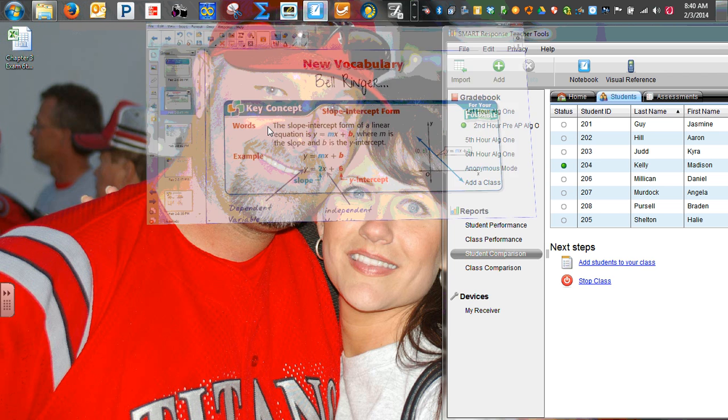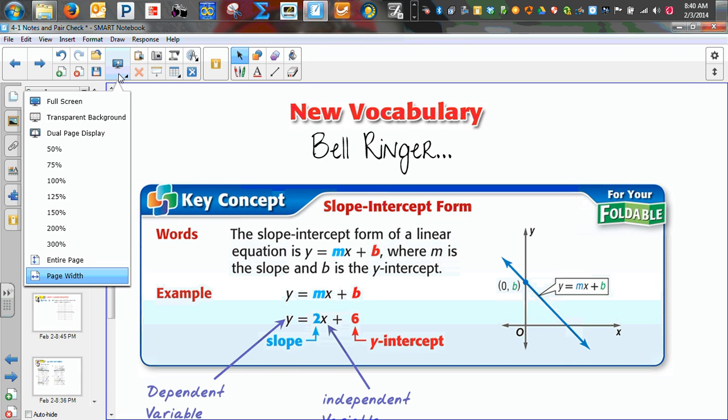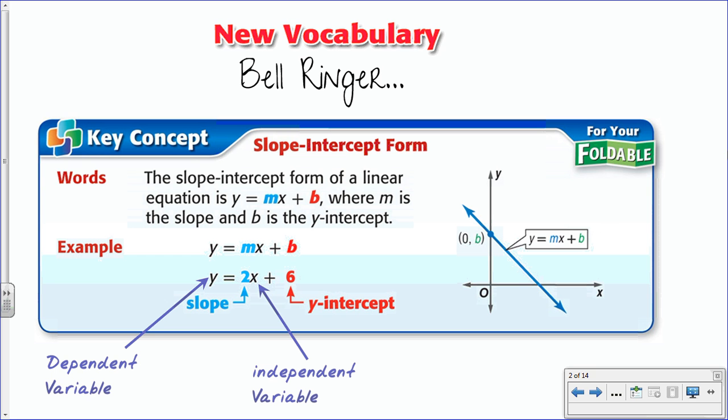Let me put it back up there. This is your vocab bell ringer. Make sure you put as much information as you possibly can on there.